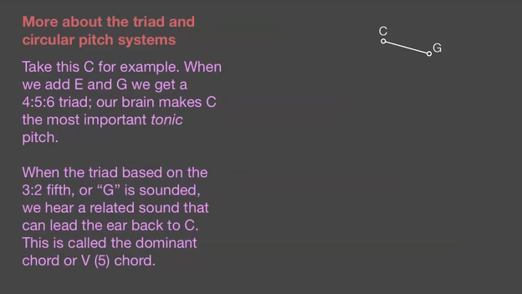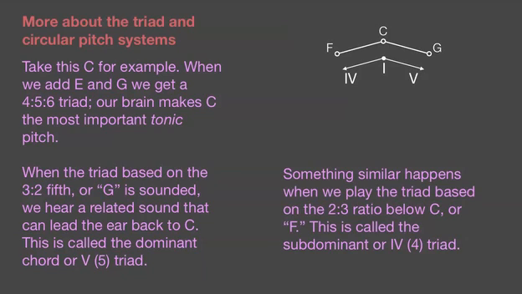If we go around the circle of fifths clockwise, we get to the 3:2 fifth. And if we hear this fifth sounded, we hear a related sound that can lead the ear back to C. Further, if we put another triad on G, one that's spelled G, B, D, that sense of C-ness or C tonality is reinforced even more. This is called the dominant chord or 5 chord. Something similar happens when we play the triad based on the 2:3 ratio below C, or F. This is called the subdominant or 4 triad.